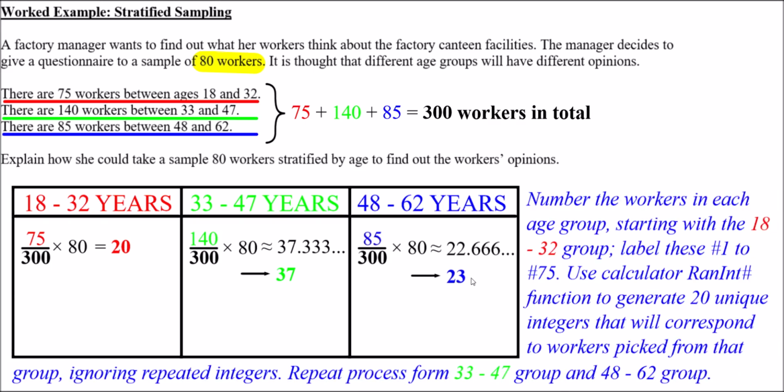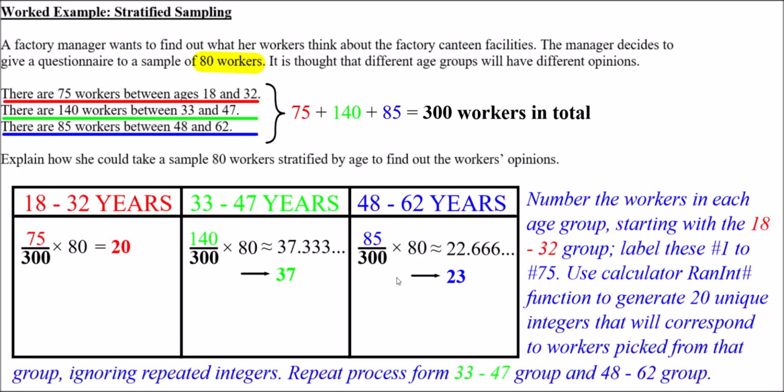So in terms of explaining how she's done that, what she needs to do is number the workers in each age group, starting with the young ones, 18 to 32. Label these on the calculator, numbers 1 to 75. Then we can use the calculator random integer function to generate 20 unique integers that will correspond to workers picked from this first group. And then you'd ignore any repeated integers and just generate a new one if that happened.